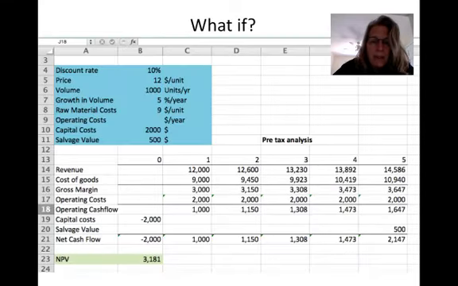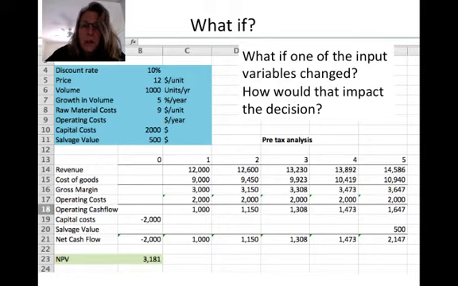For what-if analysis, you often use it in the context of an Excel spreadsheet, because what you're going to be doing is changing some input and then seeing how the net present value changes. In this spreadsheet, the blue area is all the inputs associated with the analysis. The white area is the calculations of cash flow into the future, time period 0 and then 1 through 5. And then we have the net present value calculation at the end. So what if one of these input variables changed? How would that impact the decision?